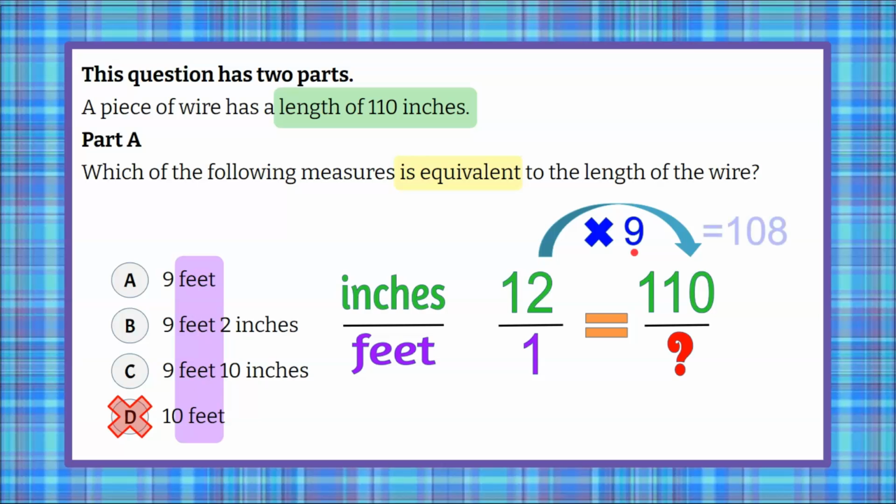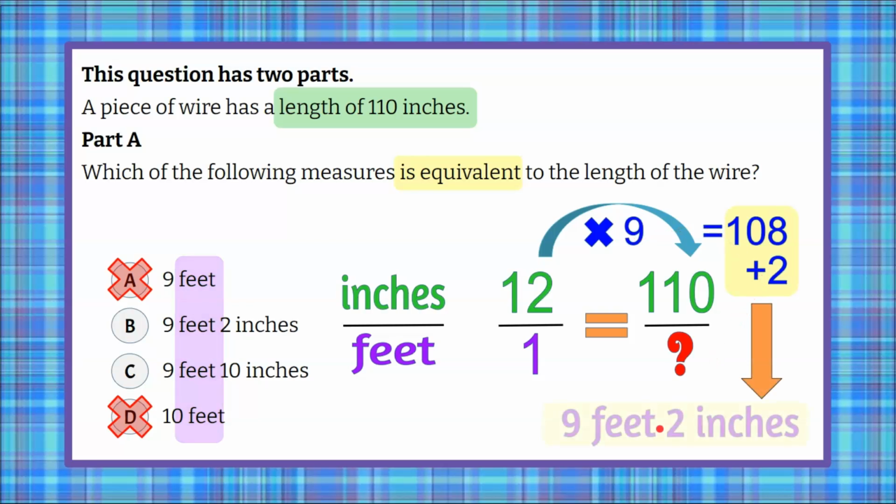12 times 9 is equal to 108. 108 is smaller than 110. So I know that it's 9 feet plus some inches. So I know that 9 feet is not exact, so I can eliminate answer choice A. So if I look at this, from 108 to 110, I need to add on 2 more inches. So 108 inches is 9 feet plus 2 inches. So that would be 9 feet, 2 inches, which is answer choice B.